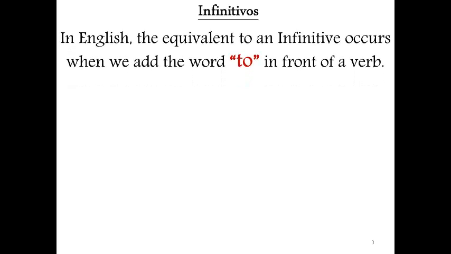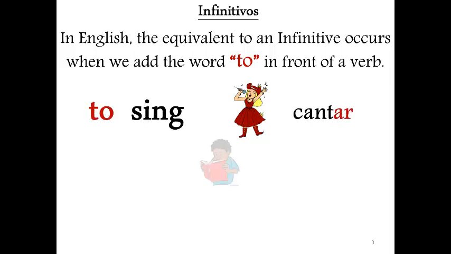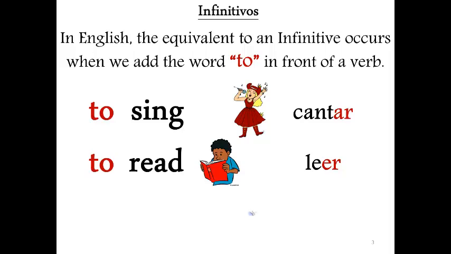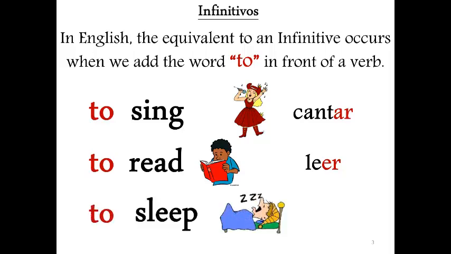Okay, verbos and infinitivos. So what does this mean in English? Simple. In English, the equivalent to an infinitive occurs when we have the word to in front of a verb. And in this case, to is not used as a preposition. It is simply a word that becomes part of the infinitive verb. So, here we go. Sing becomes to sing. Read becomes to read. And sleep becomes to sleep. Cantar, leer, y dormir.